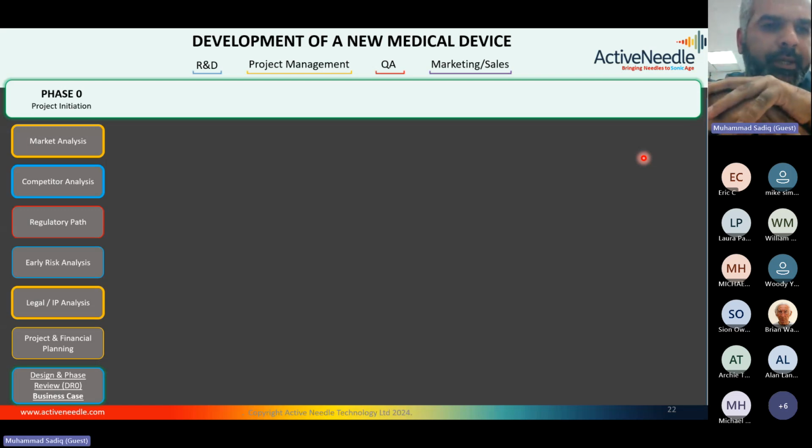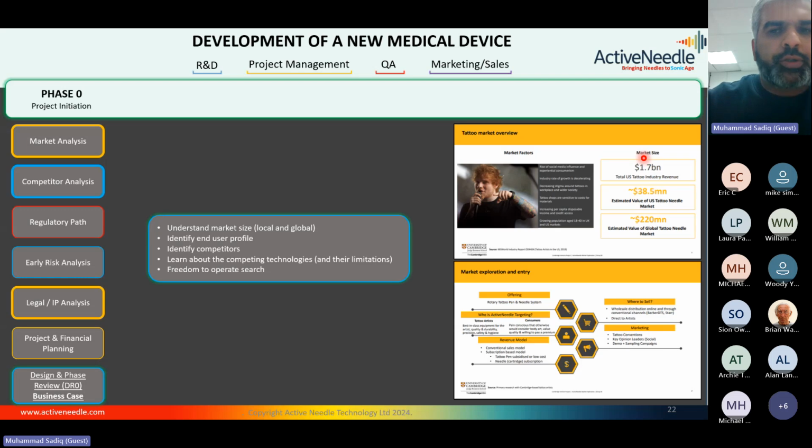So phase zero, the project initiation phase. Before you get to this, you've probably identified a need or a problem, and you've probably carried out some background research. What you need to do in this phase is understand the market size, identify your user profile, identify your competitors, learn about the competing technologies and their limitations. The other important thing is you have to do some freedom to operate search as well.